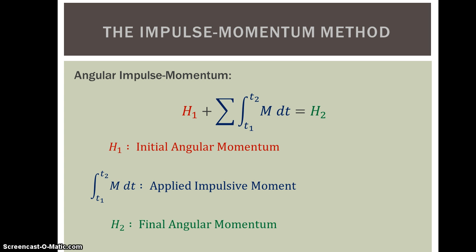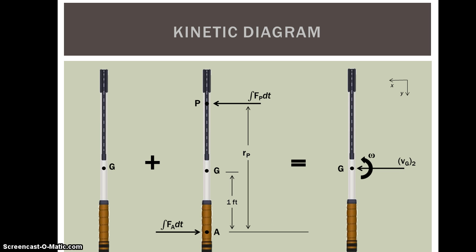Likewise, with angular impulse momentum, we also need that, because the racket is also rotating when this force is applied, with A being at rest and the racket moving, as was shown in the video earlier. We need an initial angular momentum term, which in this case ends up being 0. But then we also have an applied impulsive moment, which is going to be due to that force at P, resulting in a final angular momentum term. And this is once again shown in the kinetic diagram. That's also important, relating the free body diagram to the kinetic terms.